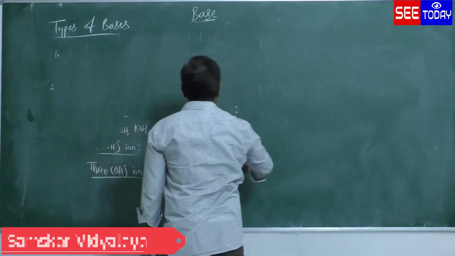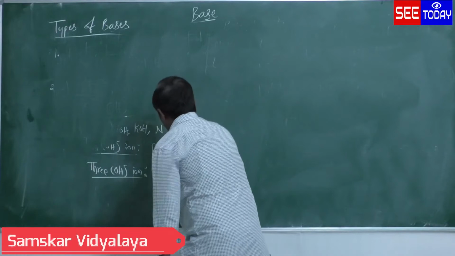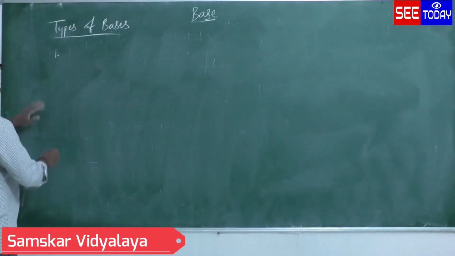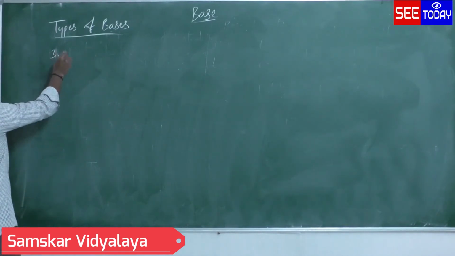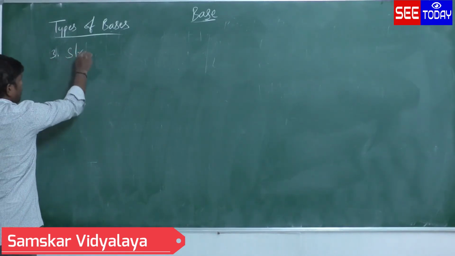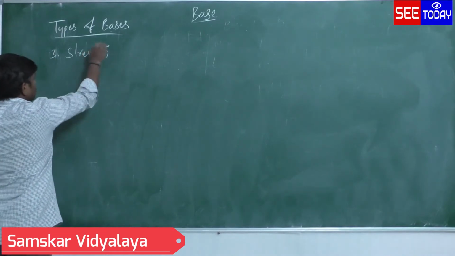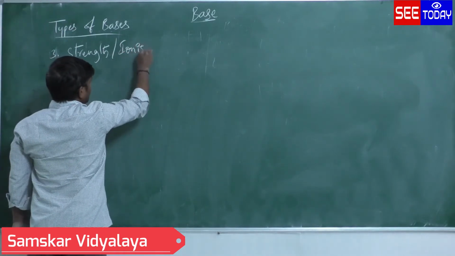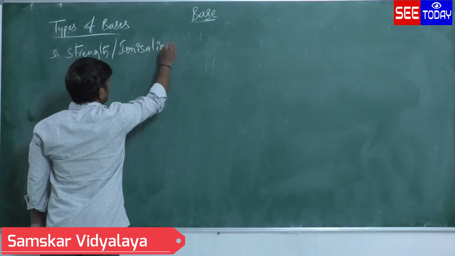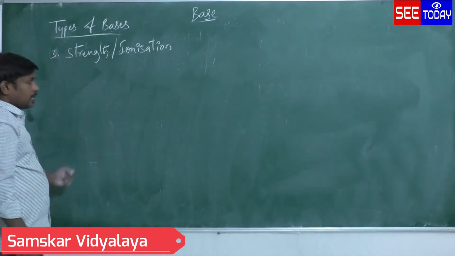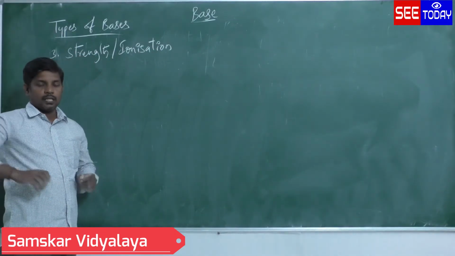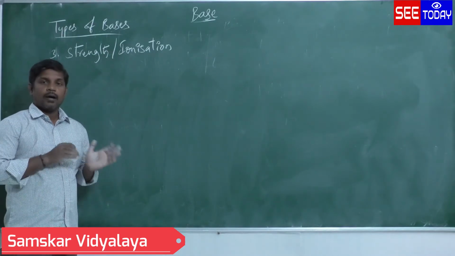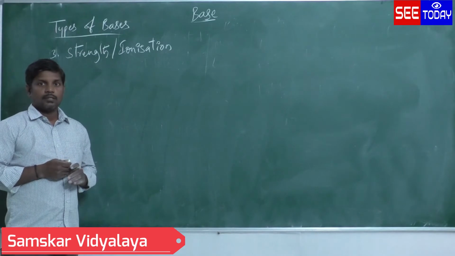The most important one, that is strength of base. Third one, strength. This we can also call as ionization. What is ionization? See, what is the definition of base? The substance which increases the hydroxyl concentration in water, or the substance which releases hydroxyl ions in water, we call as base.